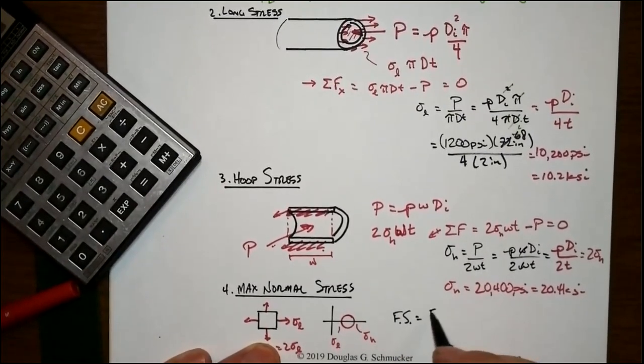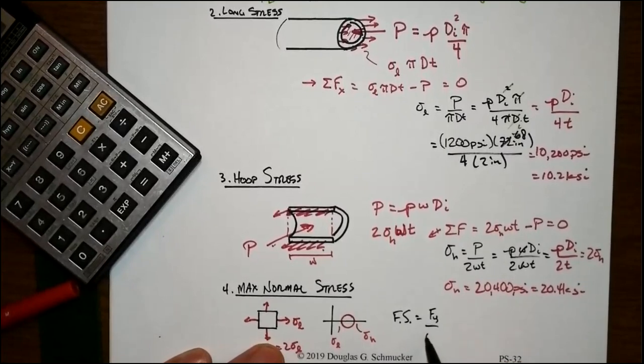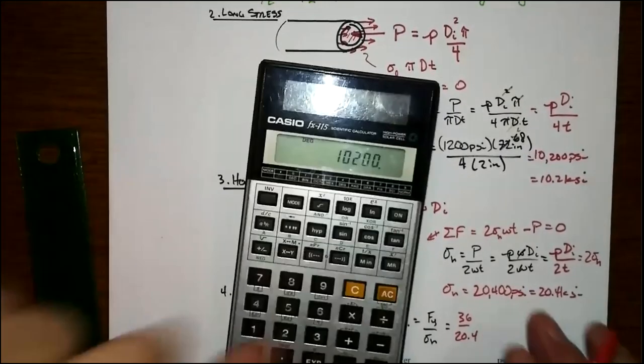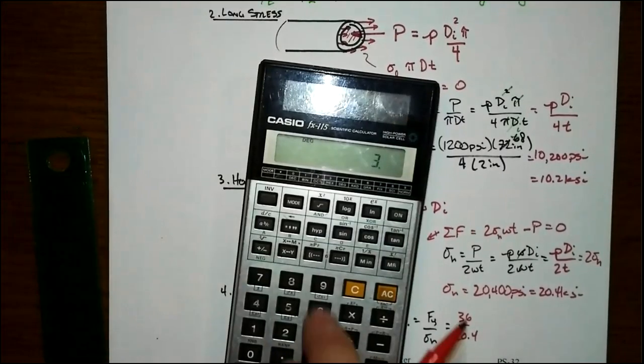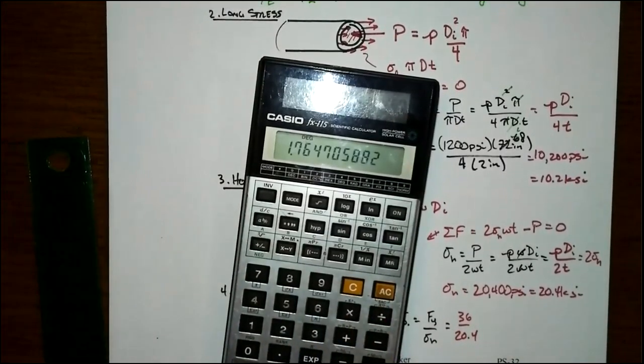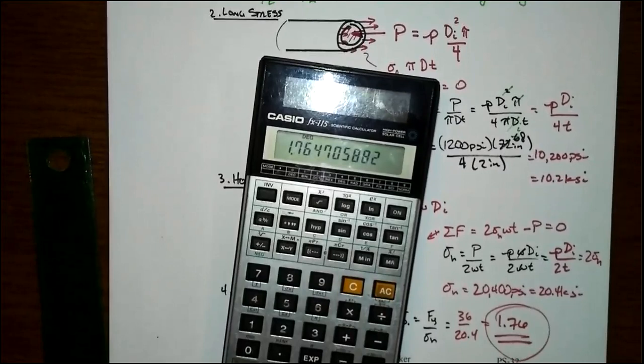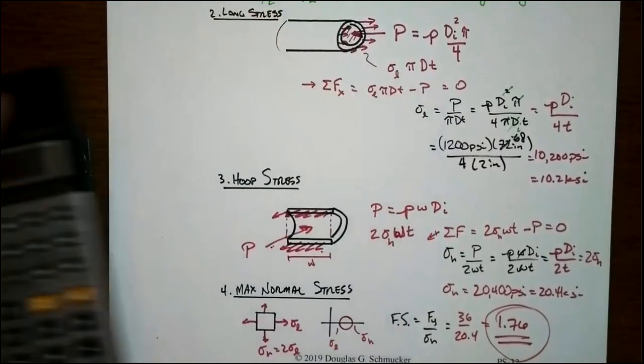So when we want to go look at the factor of safety, we'll take our criterion stress divided by our max, which is the sigma h, and that's going to be your 36 over 20.4, and that should be our 1.76. Let's find out. Ba-bam! 1.76 for our factor of safety for this particular system, right?